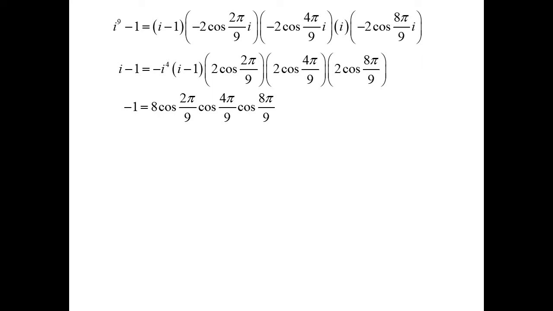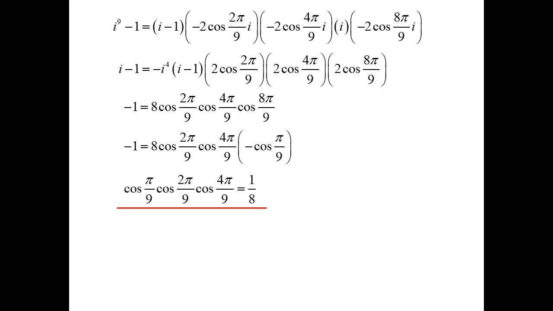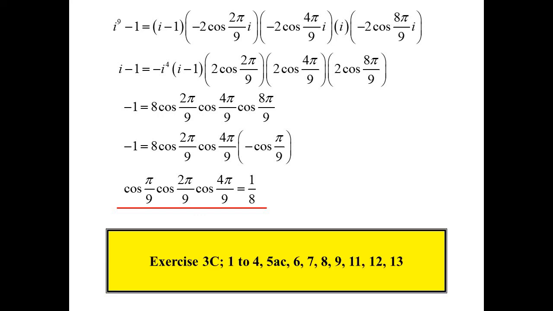Almost there. They weren't the ones they wanted, were they? We got 2 pi on 9, 4 pi on 9, 8 pi on 9. What did they want? Pi on 9. Aha. But hang on a sec. Cos of 8 pi on 9, well, 8 pi on 9 is obtuse. Second quadrant, the acute angle is pi on 9. So that's the same as minus cos pi on 9. Right, we're almost there. Bingo. The negatives will cancel, divide by the 8, and we've proven it's equal to 1/8. There it is. Oh, what fun was had. 3C, roots of unity.